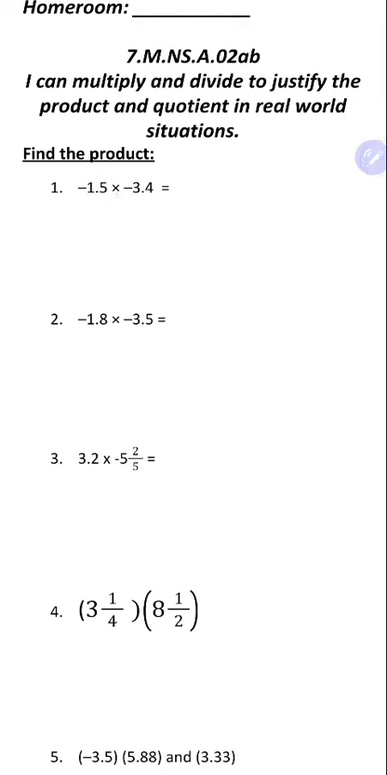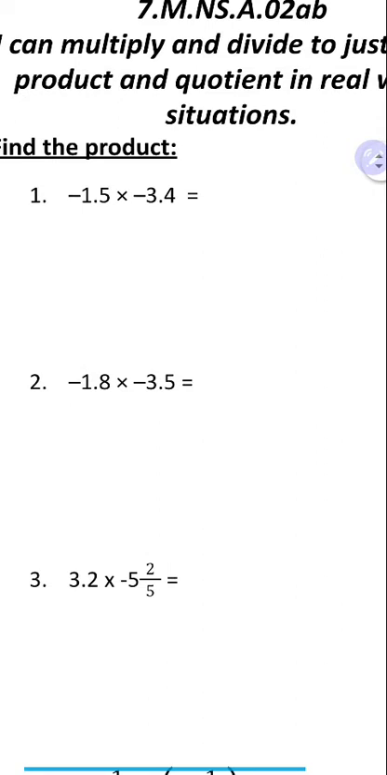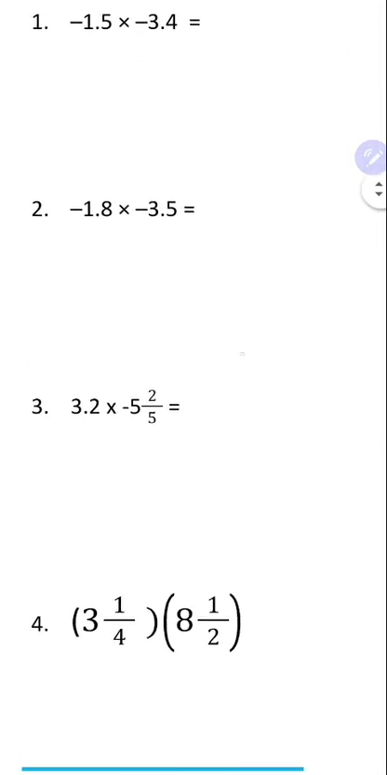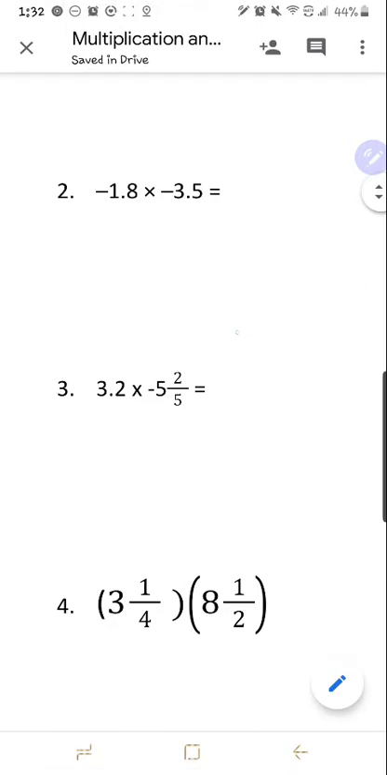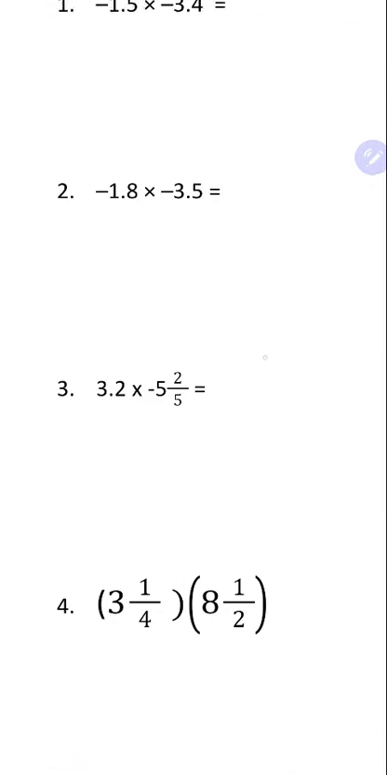So find the product. You know that you're going to be multiplying negative 1.5 times negative 3.4. Remember the rule. Remember that same signs equal positive, different signs equal negative, okay? Here, same thing, the signs are equal. Make sure that you are keeping that rule in mind and that you carry the sign over.